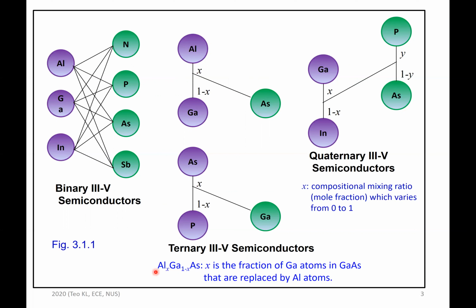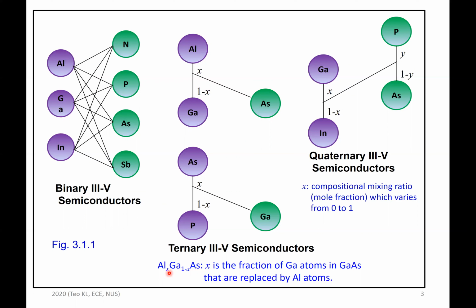And the way we write this is with x as a subscript on the aluminum, and then gallium will be 1 minus x. So x is basically the fraction of gallium atoms in the gallium arsenide that are replaced by aluminum atoms. Sometimes we call x the compositional mixing ratio or mole fraction. It varies from 0 to 1, or from 0% to 100%.